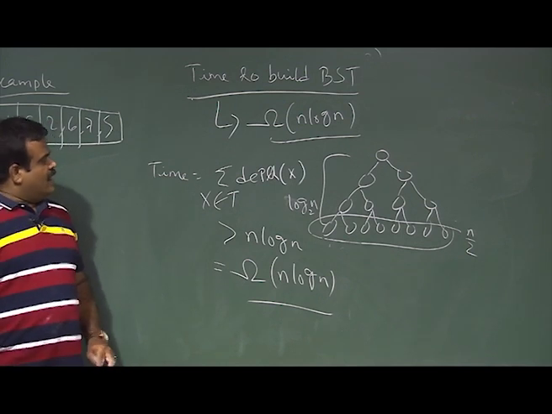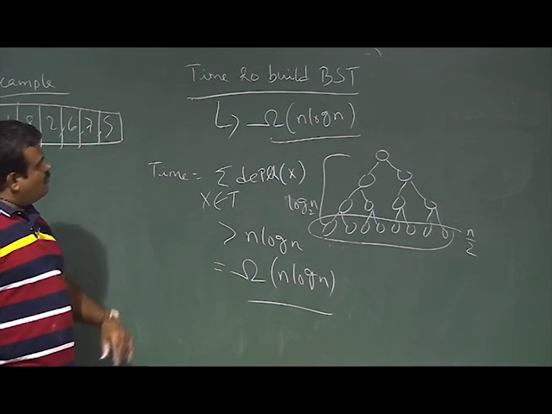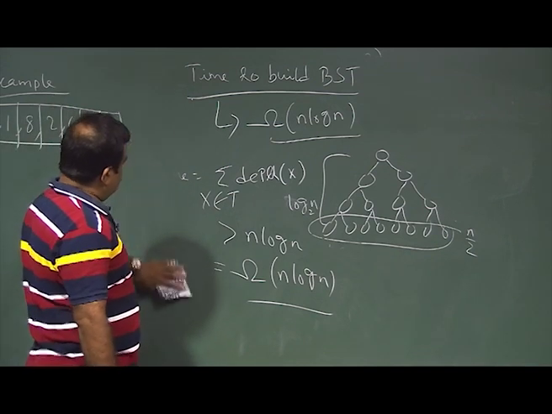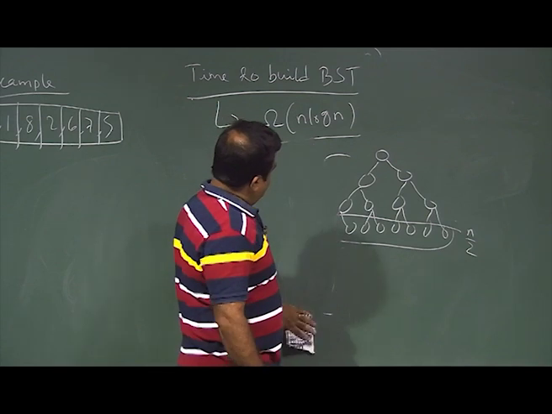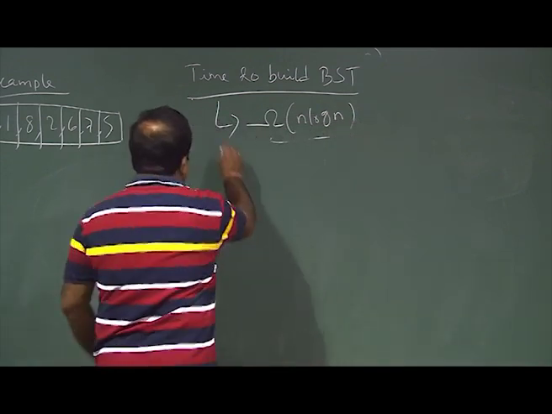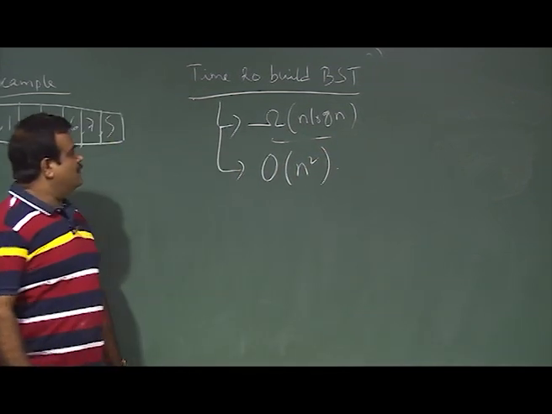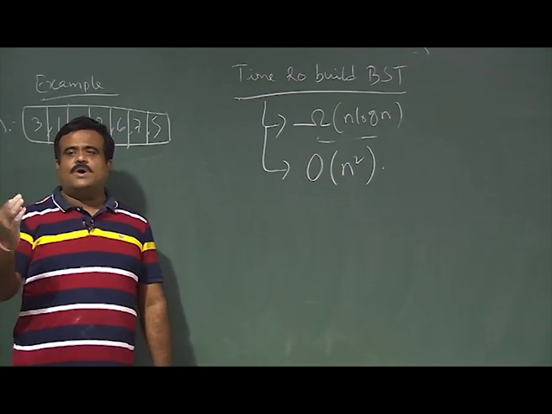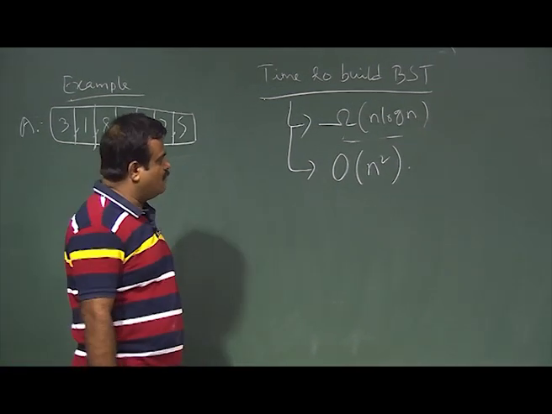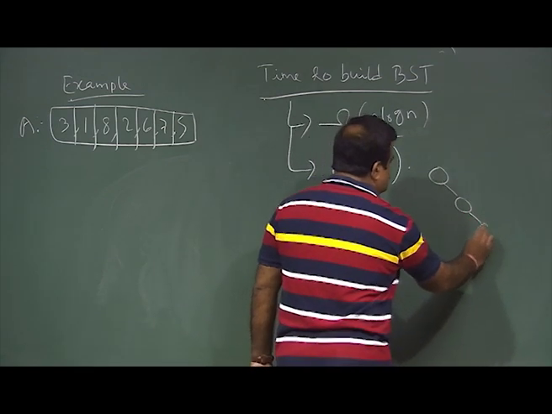And for any upper bound, any big O, we have to think. So, this is the best case. Now, can we say this is big O of n square? When is the worst case of this scenario? Worst case is if the tree is a bad tree, like if the tree is like this.